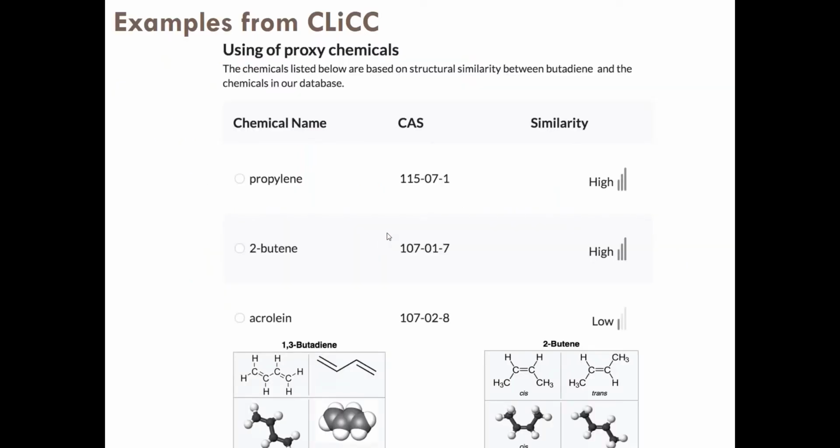So this is an example. In our Click tool, if we want to, for example, search 1,3-butadiene information, then, well, it locates similar chemicals. They say, well, these similarities are high across propylene, 2-butene, and acrylane. So it does look quite similar. These are the chemical structures.